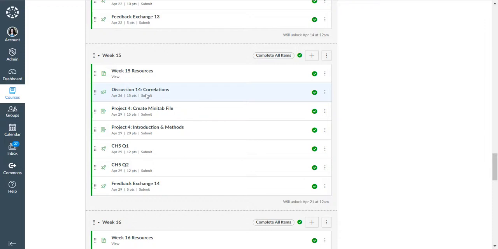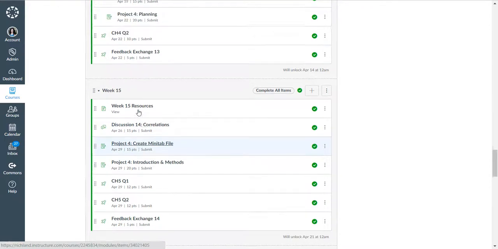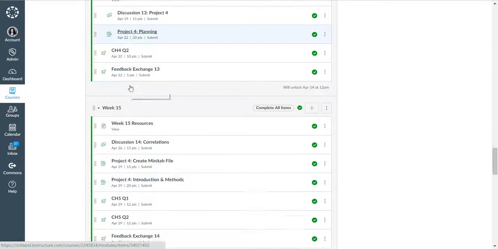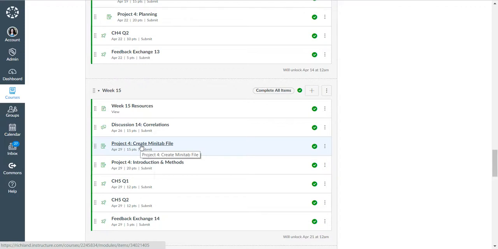We are getting closer to the end. So what are we doing this week? Well, this week we've got our discussion 14 correlations. You're creating the Minitab file, so go back and review the feedback you got on Project 4 planning. Based on that information, you would create your Minitab file, and then you're also writing your introduction and methods.